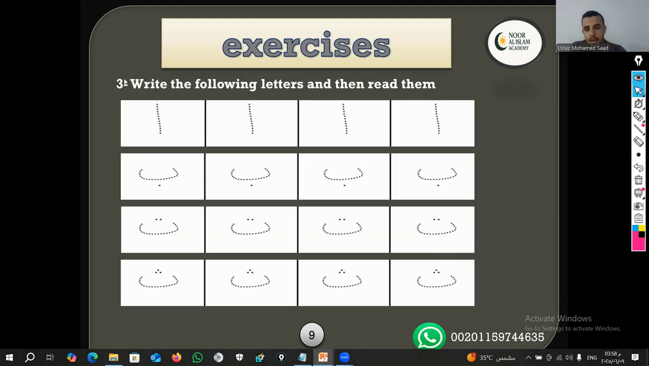And this is the last one. In this one, we are going to practice writing. You need to write the following letters, and after this you need to read them. So you need to write these 4 letters. You need to trace above all these dots, so you can form the shape of the letter.